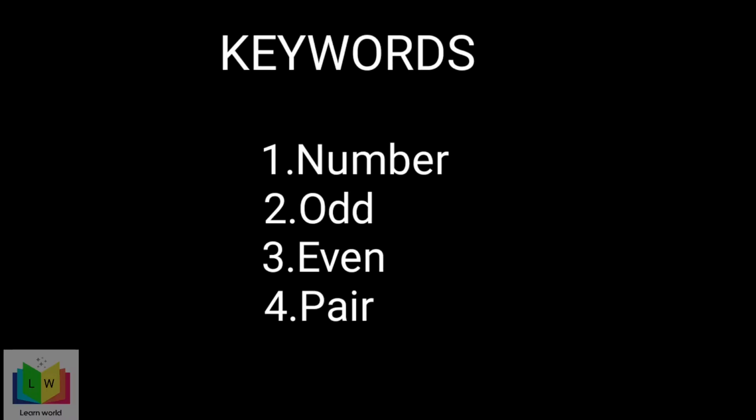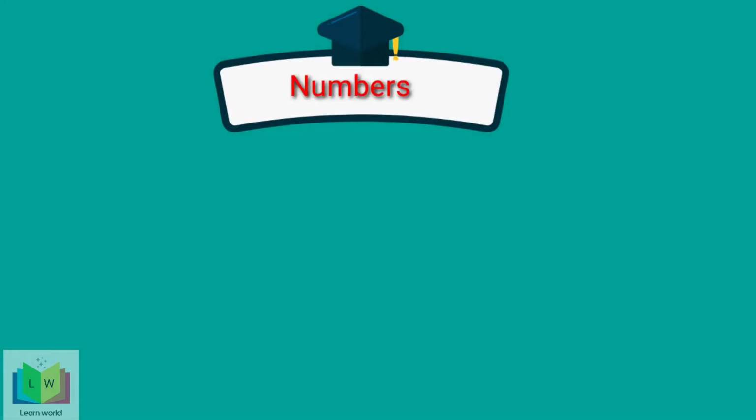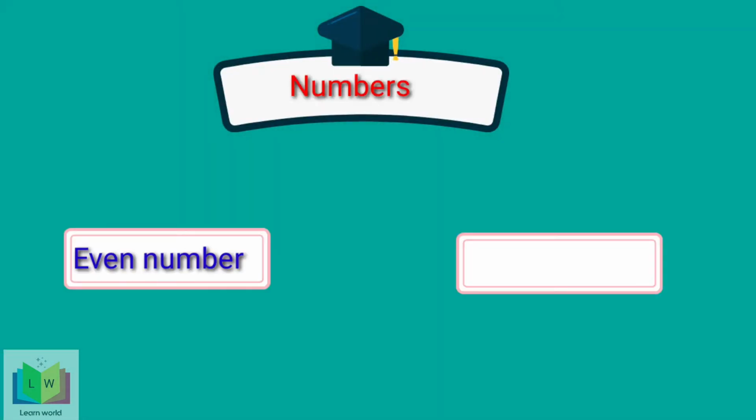So the topic is odd and even numbers. You are going to read about odd and even numbers in this video. These are the keywords which you are going to know in this video. First keyword is numbers. We have two kinds of numbers, even and odd numbers.